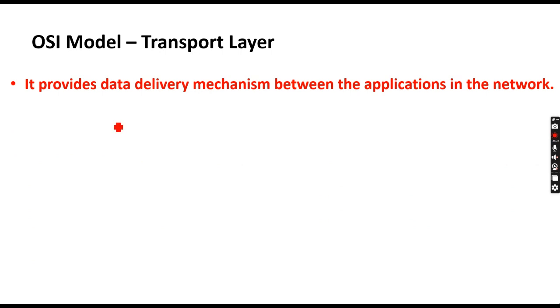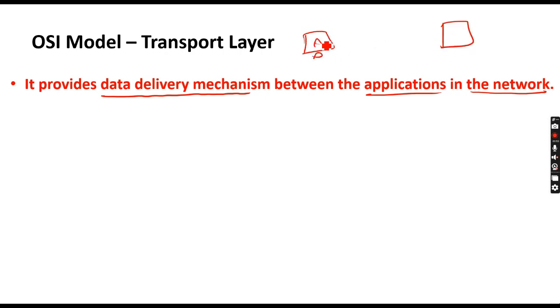In this part we are starting with the transport layer itself. As the name suggests, transport is all about the transportation of your data from one application to another application. That is your transport layer's job. Read this: it provides the data delivery mechanism between applications in the network. It's like one computer and another computer.